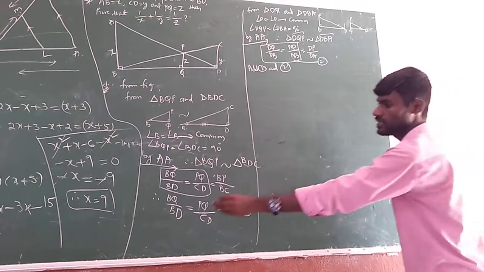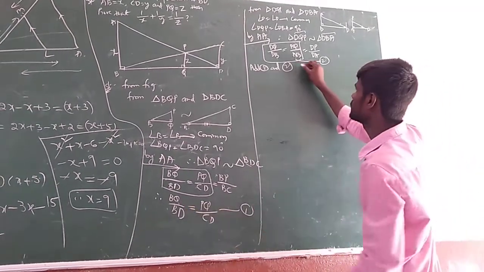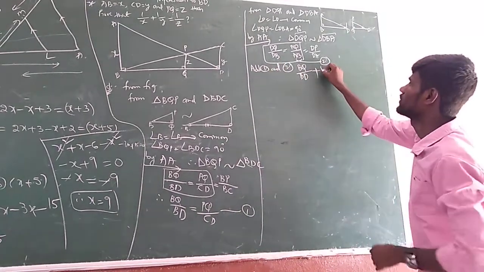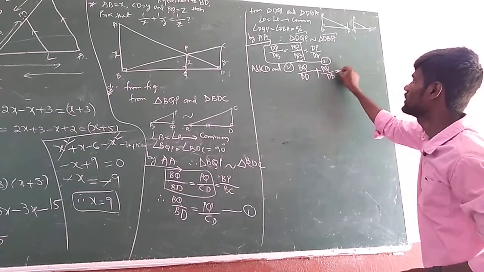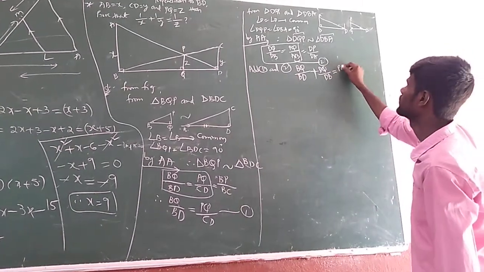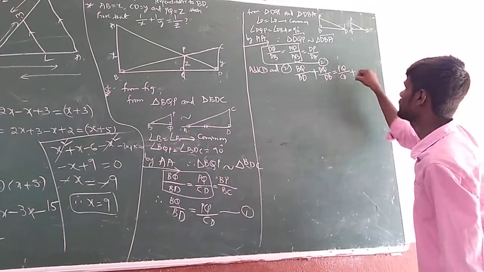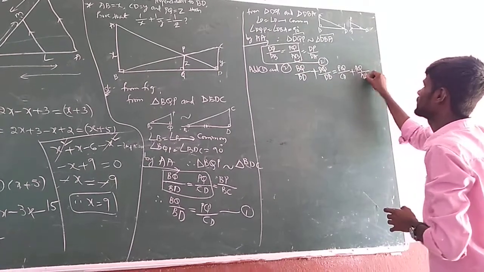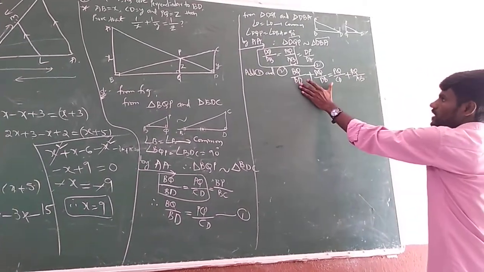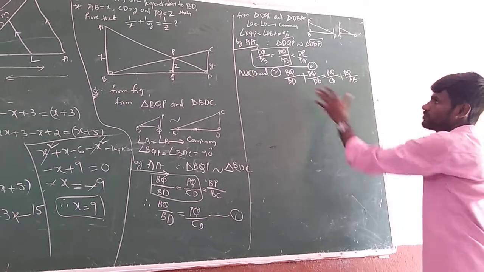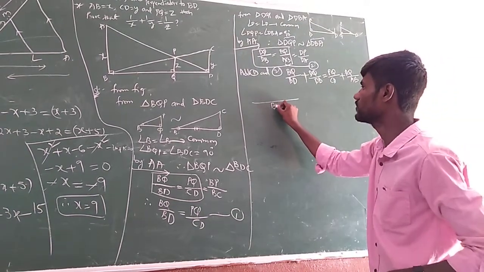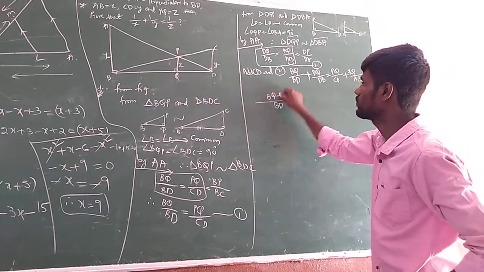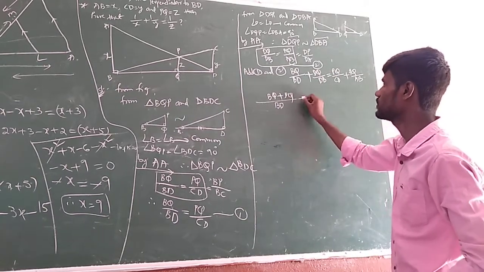In the addition, left side parts are added, right side parts are added. Left side BQ by BD plus DQ by DB is equal to right side PQ divided by CD plus PQ divided by AB. Now on the left side, BD and DB are the same. The LCM will be BD only, and the numerators are added as they are: BQ plus DQ. This is the left side simplification.